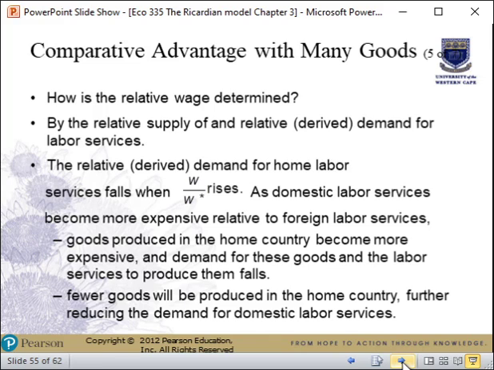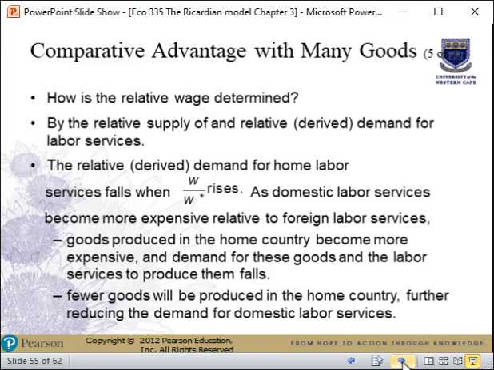This was done because we knew home had a comparative advantage in cheese, but in the case of many goods, we cannot do that. Rather, we use the relative supply and relative derived demand for labor to deduce the wage rate. Relative derived demand is not direct demand, but it is derived from the results of demand for goods and services within each country.